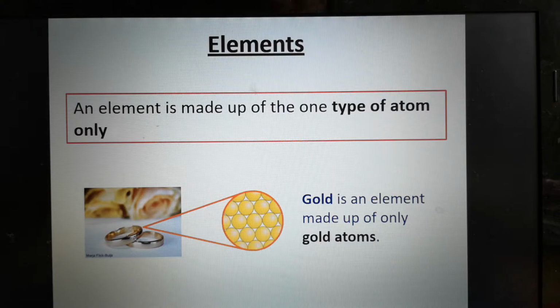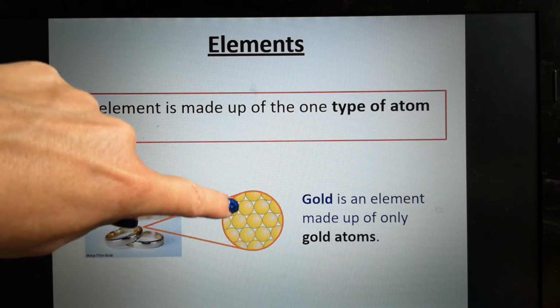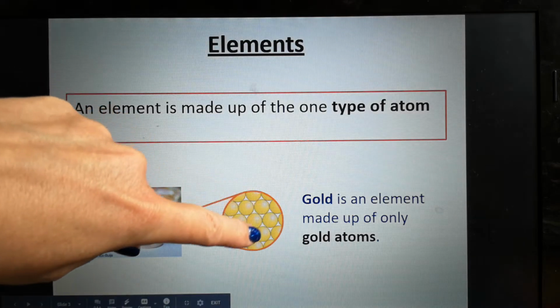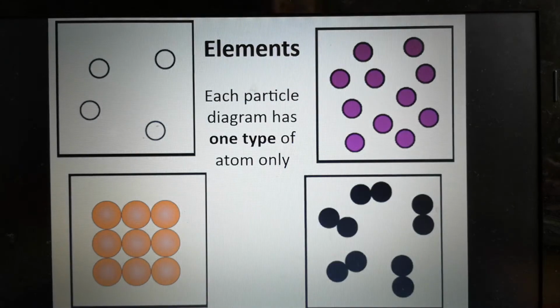So an element is made up of one type of atom. And when we're using our particle diagrams, we can see that. Look at all these balls, all the same colour, all the same size, one type of atom. And that is what it would look like. That's what a particle diagram of a solid looks like, and you know this because you did it way back in year 7. So each of these diagrams shows you an element.